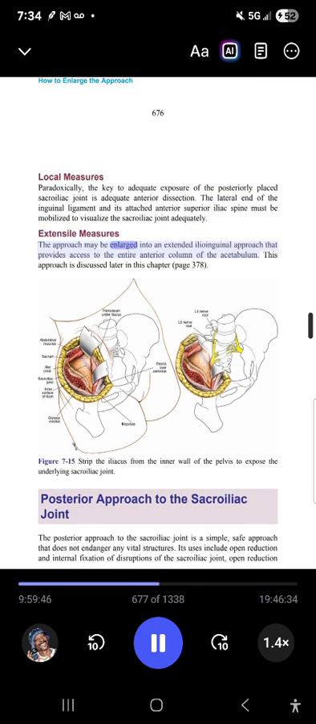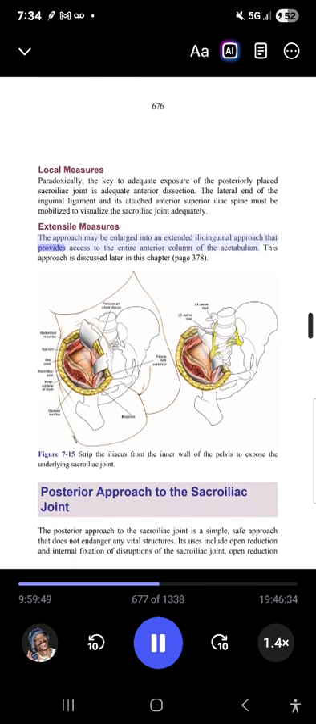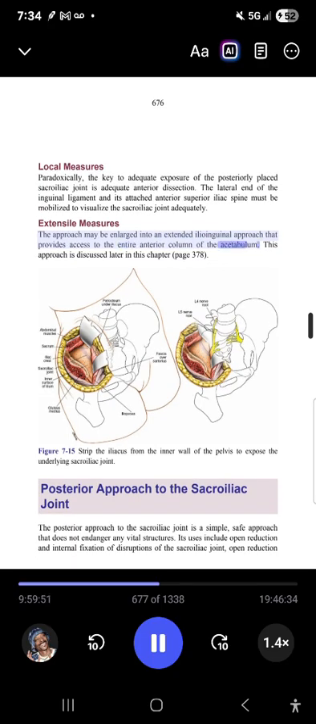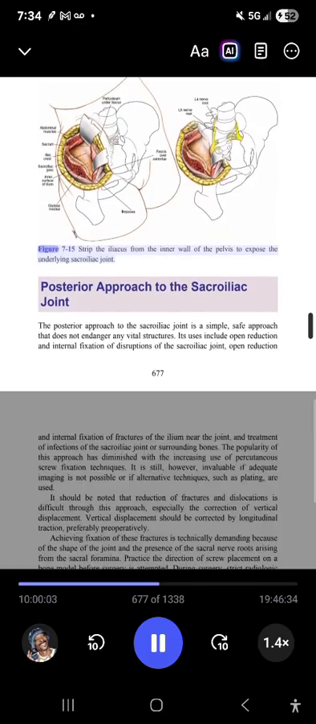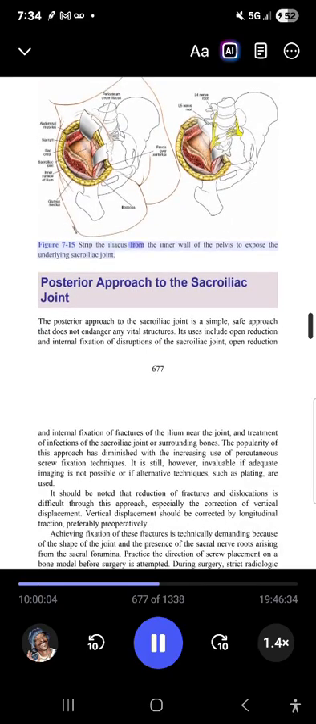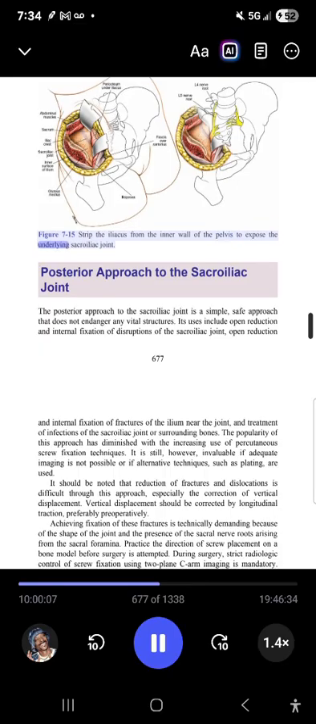The approach may be enlarged into an extended ilioinguinal approach that provides access to the entire anterior column of the acetabulum. This approach is discussed later in this chapter, page 378. Figure 7-15, strip the iliacus from the inner wall of the pelvis to expose the underlying sacroiliac joint.